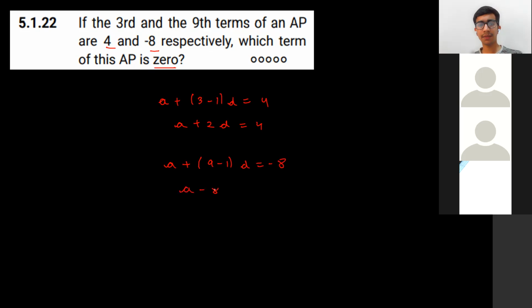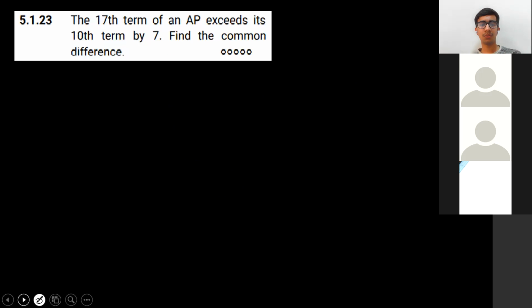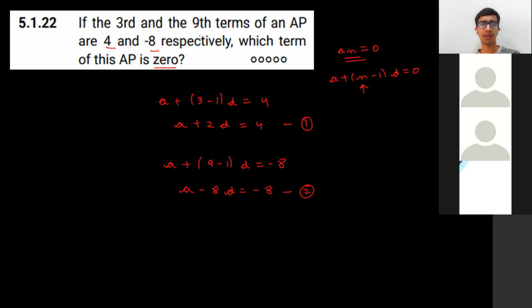So A plus 8D is equal to -8, and you calculate the value of A and D by solving these two equations. Okay, and then you just have to use the AN formula and put that AN as 0. So A plus (N minus 1)D is equal to 0, and just calculate the value of N from this. Cool. By the way, the value of N comes out to be 5.